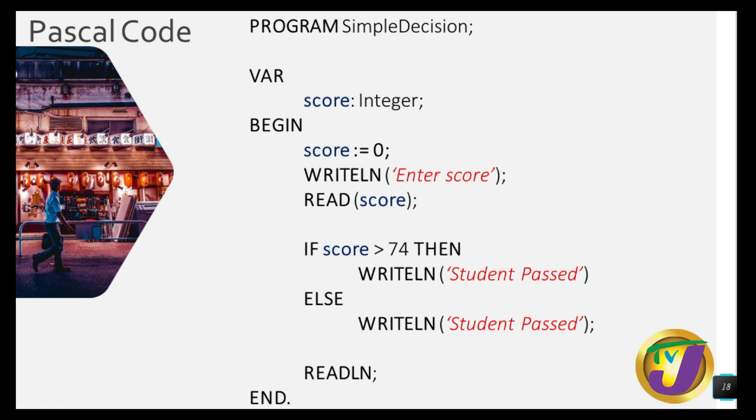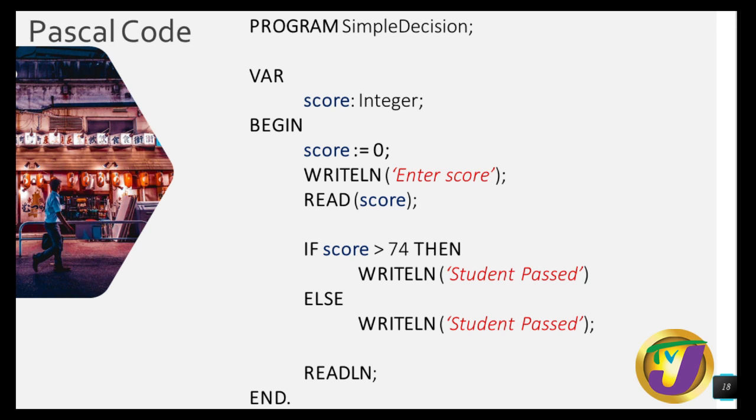Print, enter score, read the score. Then we go into our different if statements. Now you notice that the if statement here has the same look as the pseudocode, with the exception of the end if. What we want you to pay attention to is that this end if could actually mean the semicolon. So there is going to be a semicolon at the end of the entire if statement.